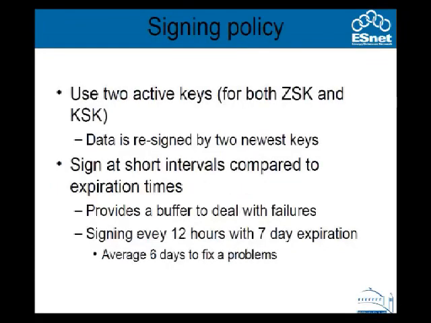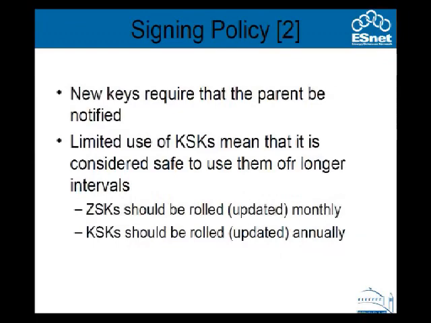That needs to be automated. Make darn sure that you have a very robust system, that you've tested it very thoroughly so things don't break. You also want to roll your keys at short intervals compared to expiration. You need to do this so that you have a little time buffer to fix things when things break. For example, you might sign every 12 hours with a 7-day expiration that gives you an average of 6 days to fix the problem. You might do it every day with, say, a 14-day signature expiration. That gives you 2 weeks to fix the problem. But you need to have the signing occur at a higher interval, a faster interval than your expirations, so that you're a little bit protected.